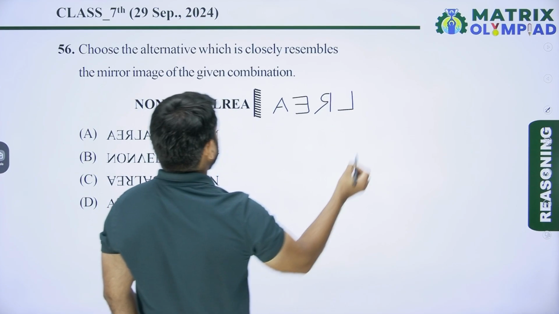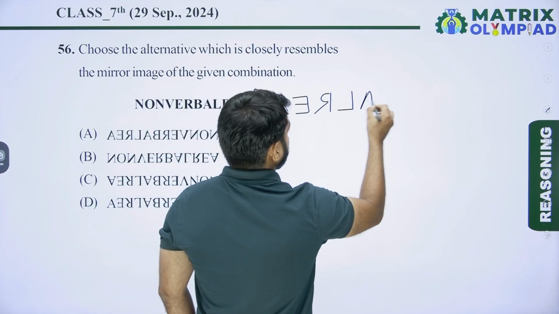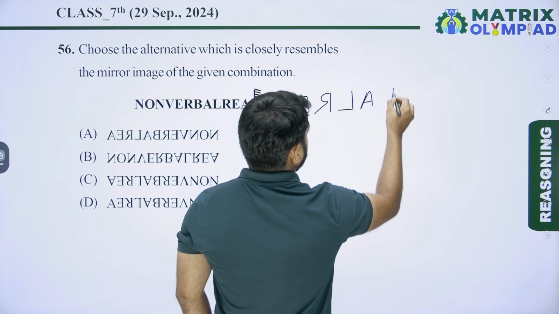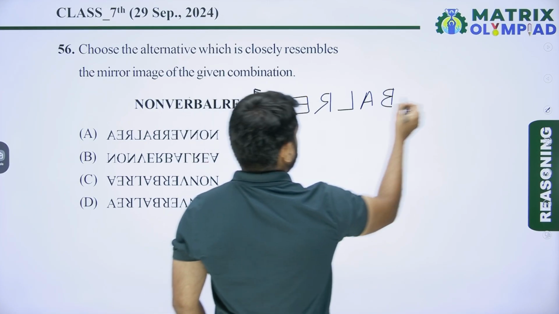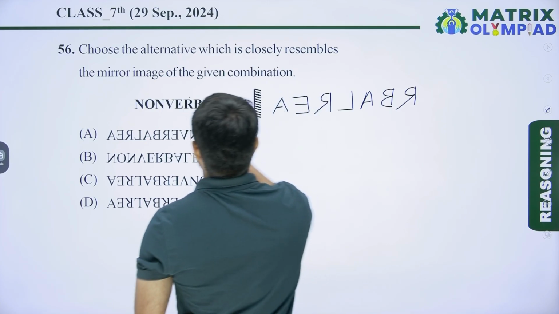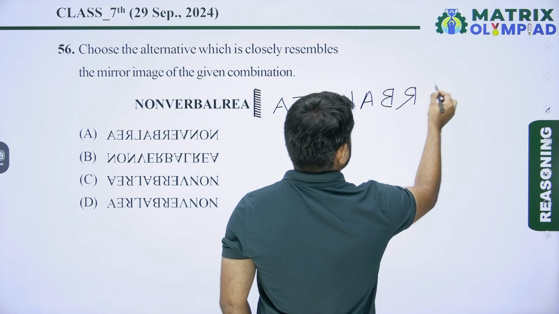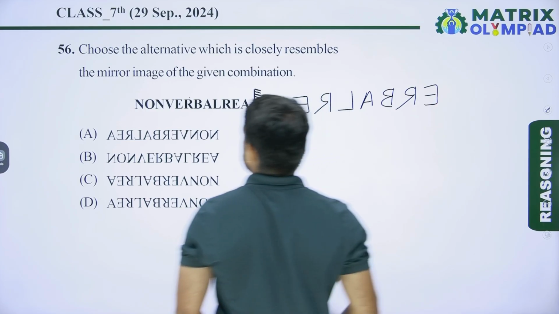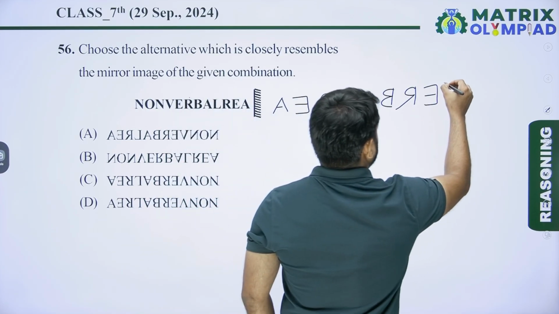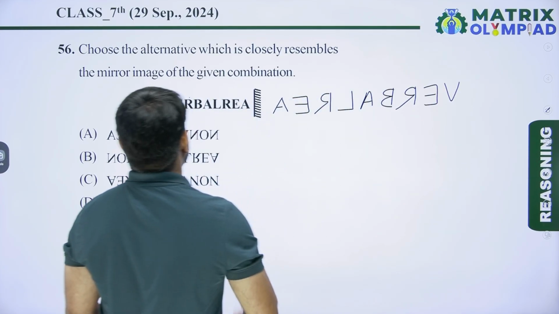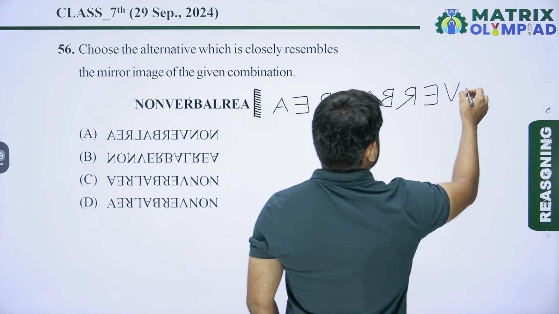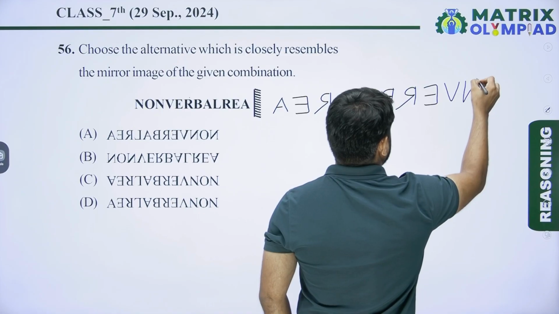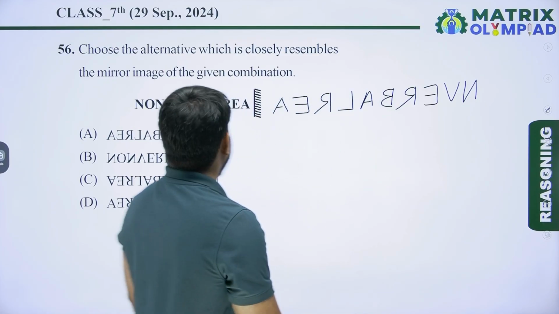Now, the mirror image of L, this is the mirror image of A, and this is the mirror image of B, and then find the mirror image of R. So this is the mirror image of R. Now again find the mirror image of E. This is the mirror image of E. Similarly, find the mirror image of V. So this is the mirror image of V. Again find the mirror image of N. So the mirror image of N looks like this.